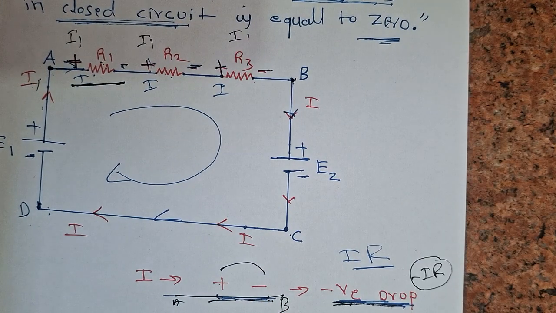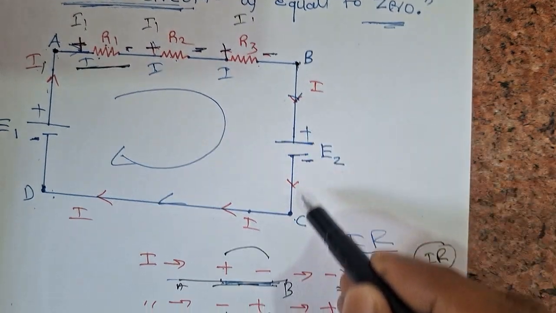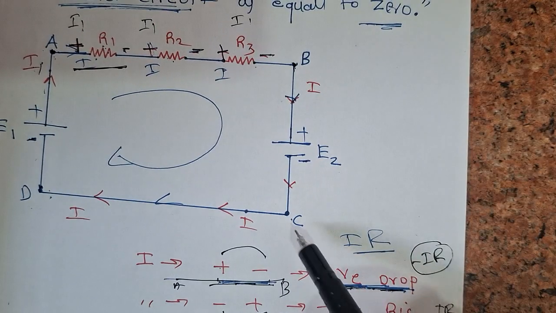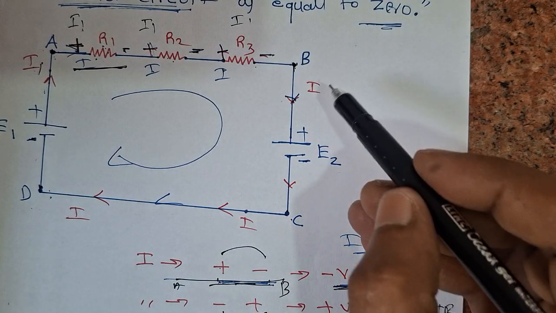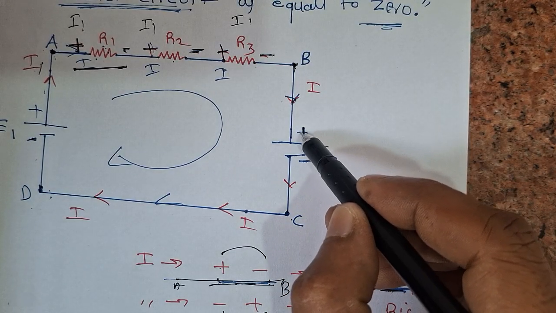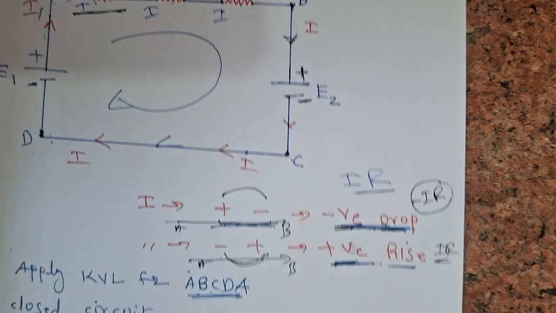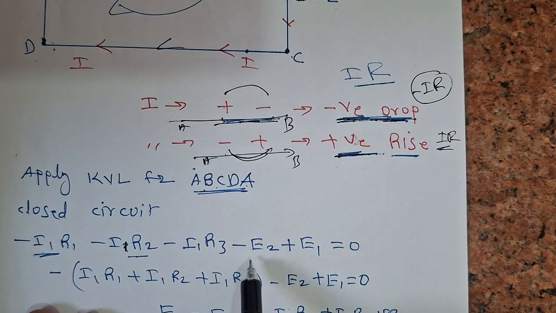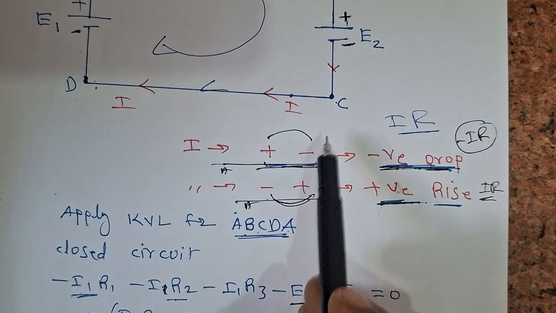Next, B to C. B to C, what is there? Only a voltage source is there. So how to take this voltage sign? Again, we are moving from positive to negative. Therefore, this voltage sign also we have to take negative. So minus E2.